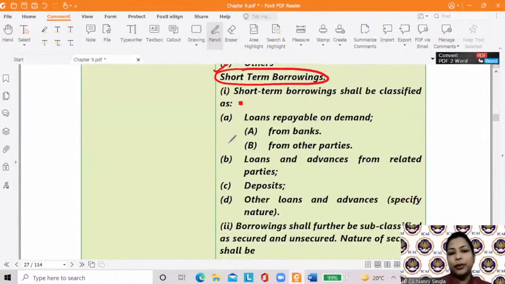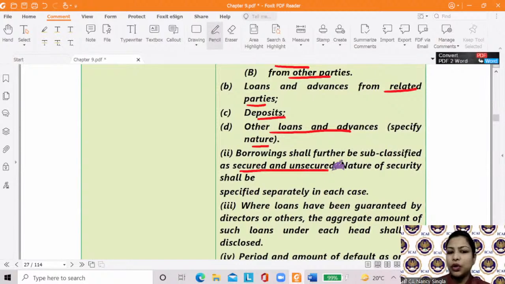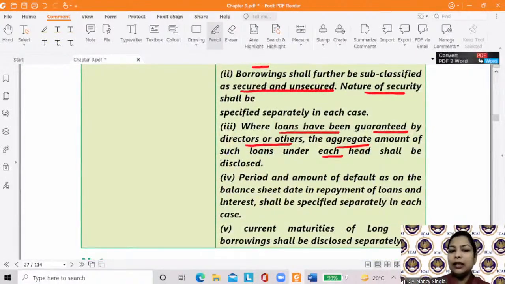Then short-term borrowings. You will find that the disclosure requirements for short-term borrowings are more or less the same as those given for long-term borrowings. So loans repayable on demand from banks, other parties, from related parties, deposits, other loans and advances, specify the nature. Then we need to subclassify them as secured and unsecured, and the nature of security in each case is to be given. If any of the loans have been guaranteed by directors or others, then the aggregate amount under each head is to be shown. Then the period and amount of default as on the balance sheet date. You can see these are all the same points that we have done in long-term borrowings.